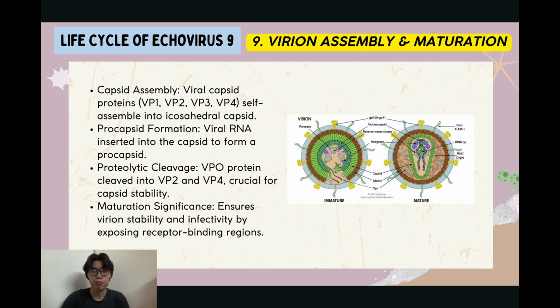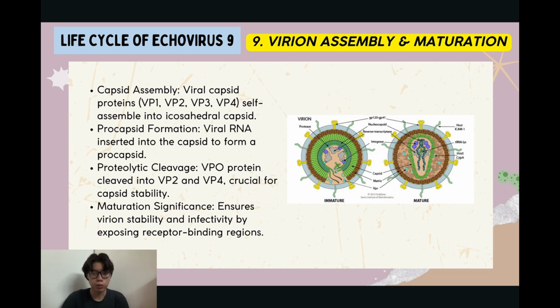For virion assembly and maturation, after E9 replicates its genome within a host cell, the next critical step is the assembly of new virions. This process begins with the self-assembly of viral capsid proteins VP1, VP2, VP3, and VP4 into a pentameric structure, which then combines with other pentamers to form an icosahedral capsid. Inside the capsid, the viral RNA is inserted, creating a structure known as a procapsid.